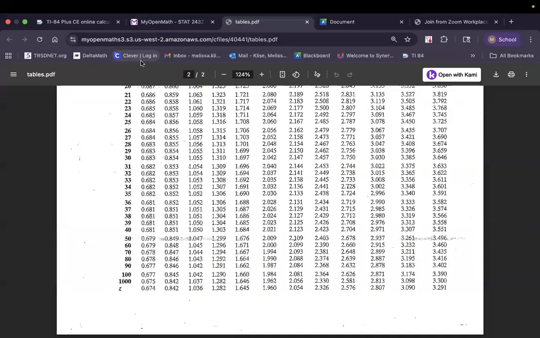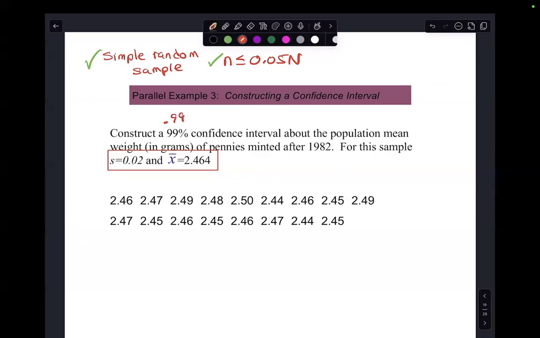Wait, 99% confidence interval. So 0.99, 1 minus 0.99 is 0.01. So I'm going to take 0.01 divided by 2, 0.005. This is what we're going to look for on the top of our sheet. That is going to be our alpha divided by 2. So my t sub alpha divided by 2, let's take a look.